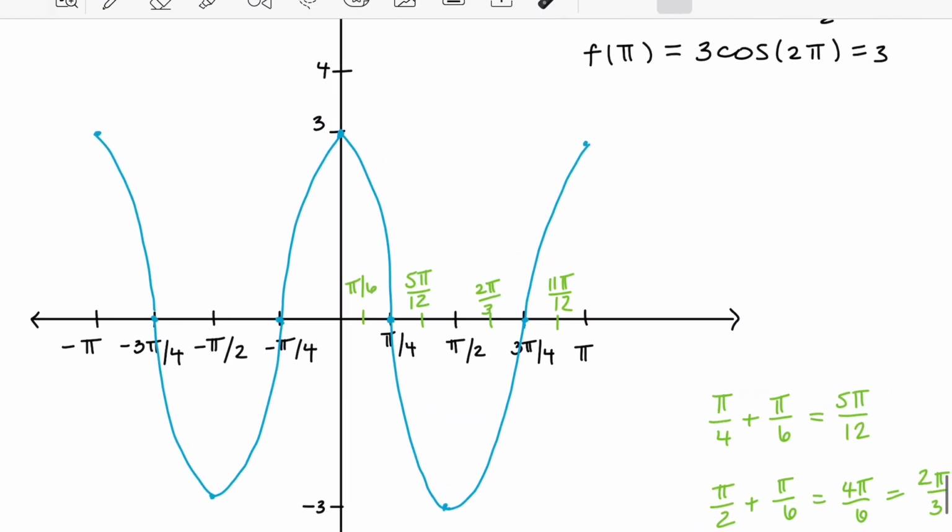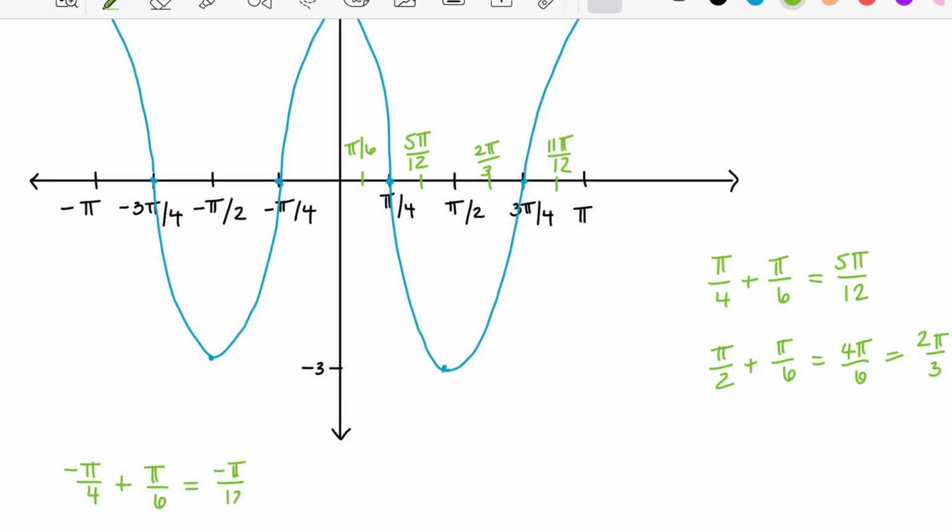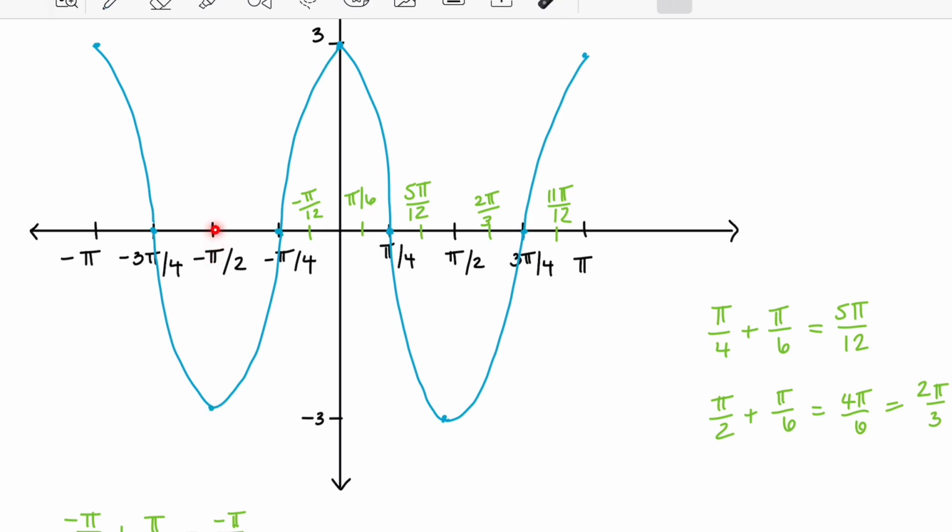Now doing the same thing on the negative x-axis here, this point here is going to move pi over 6 units to the right here. So we'll do minus pi over 4 plus pi over 6 here. Doing so, we will get minus pi over 12. Doing the same thing for this point here. So this guy is going to move pi over 6 units to the right here. For this guy, we will get minus pi over 3.